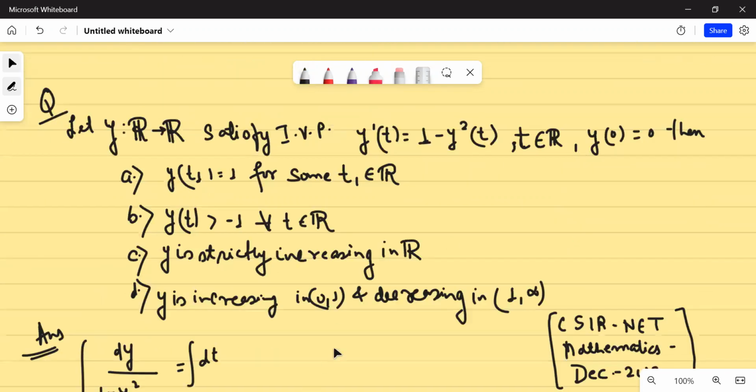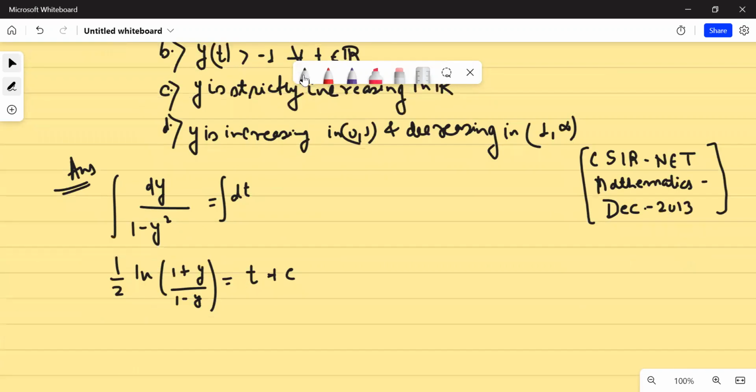Here it is given that y(0) is equal to 0, which implies that your c must be equal to 0, because at t equal to 0, y is given to be 0. If you write 0 here, ln 1 is already 0, t is 0, so c will come out as 0. So this is something that I'm leaving to you. Just replace t equal to 0. At t equal to 0, your y is 0. So if y is 0, then 1 upon 1, ln 1 is 0, so c is equal to 0.